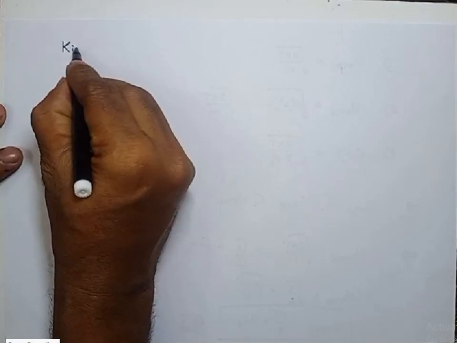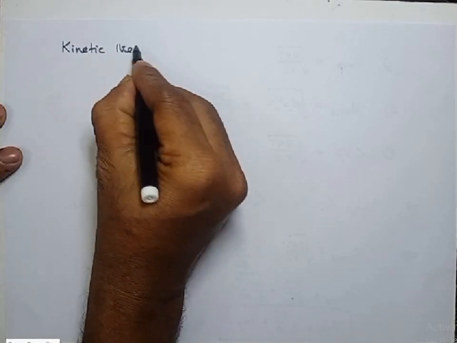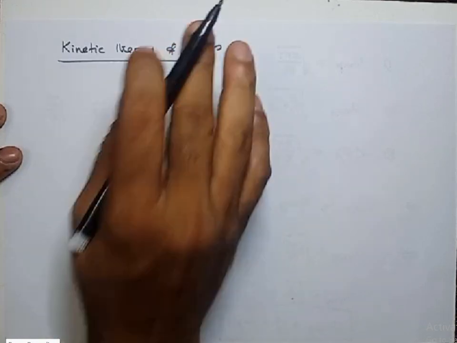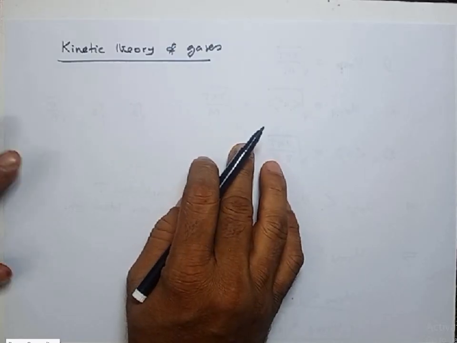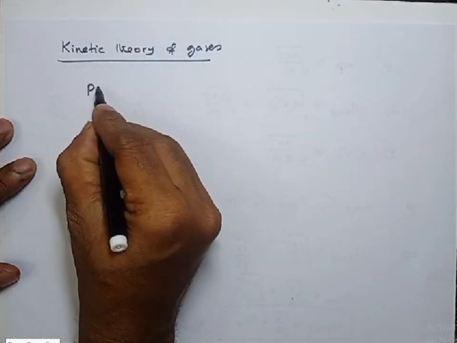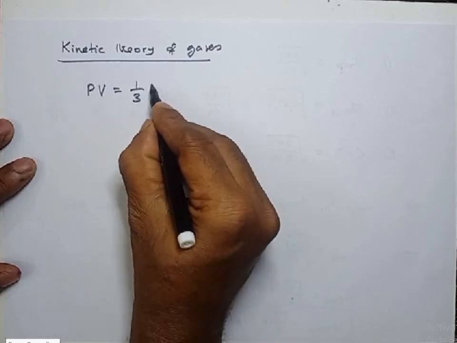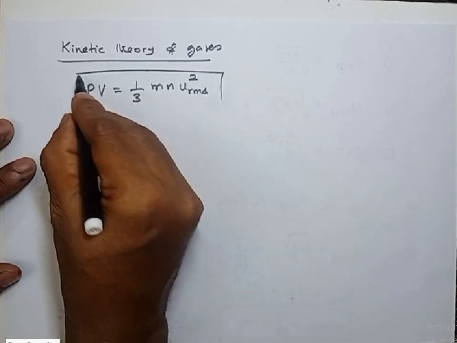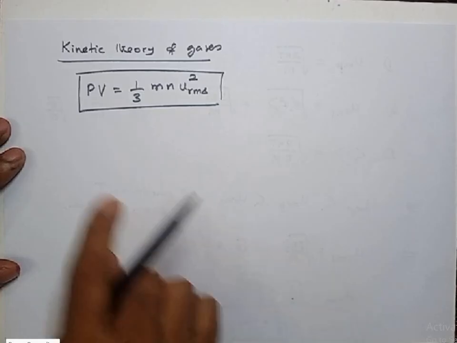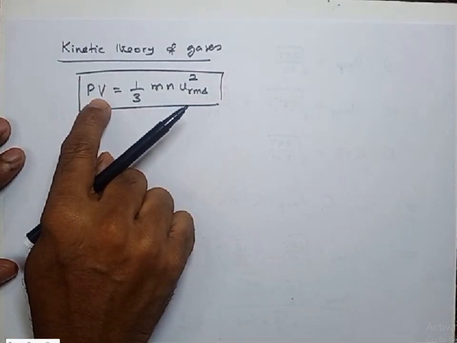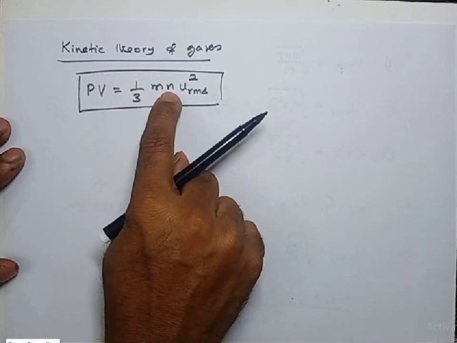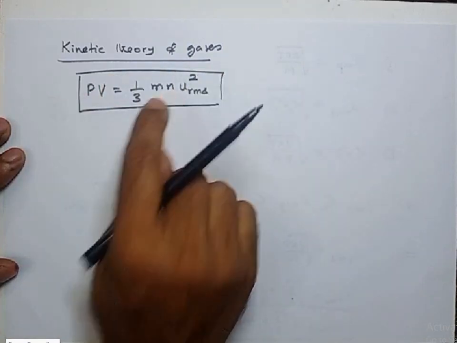About kinetic theory of gases. You might have heard about kinetic theory of gases. And this theory is applicable only for ideal gas. And in kinetic theory, there is an equation PV is equal to 1 by 3 m n u RMS square. It's called the kinetic theory equation. P is the pressure of the gas, V is volume of the gas, m is mass of one molecule, n is number of molecules. It is not number of moles. Here n is number of molecules.